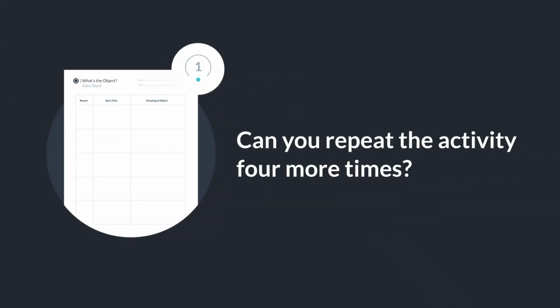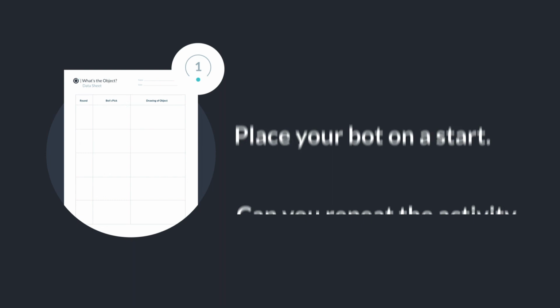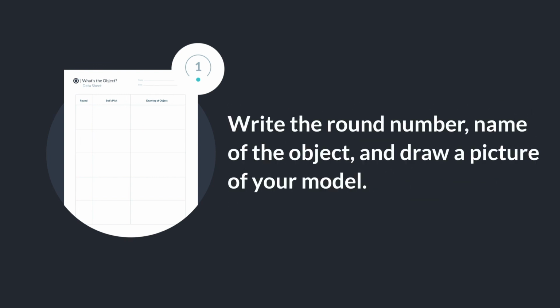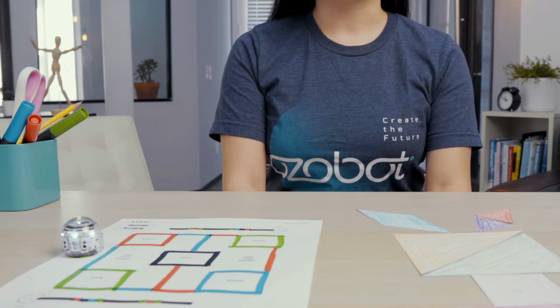Can you repeat the activity 4 more times? Place your bot on start. Use the shapes to build a 2D model of the object your bot chooses. Write the round number, name of the object, and draw a picture of your model. Remember to check your work.